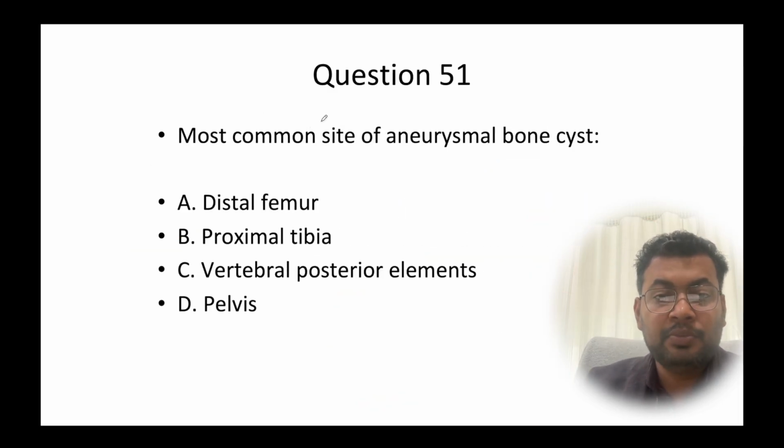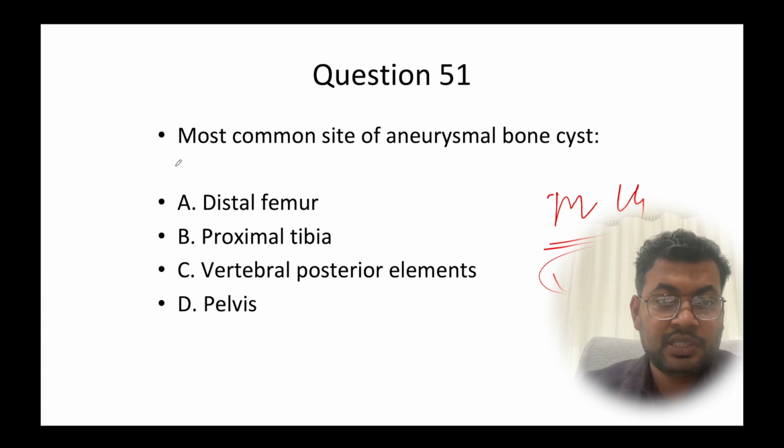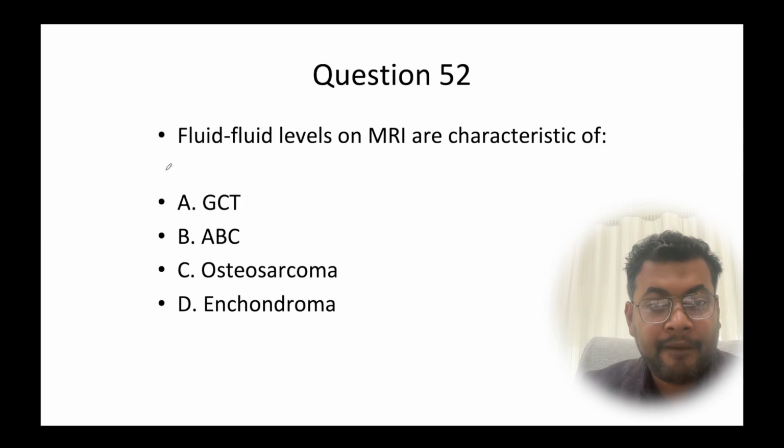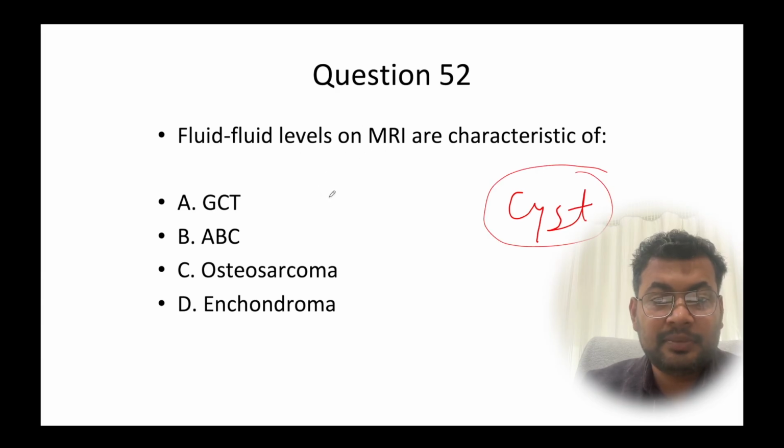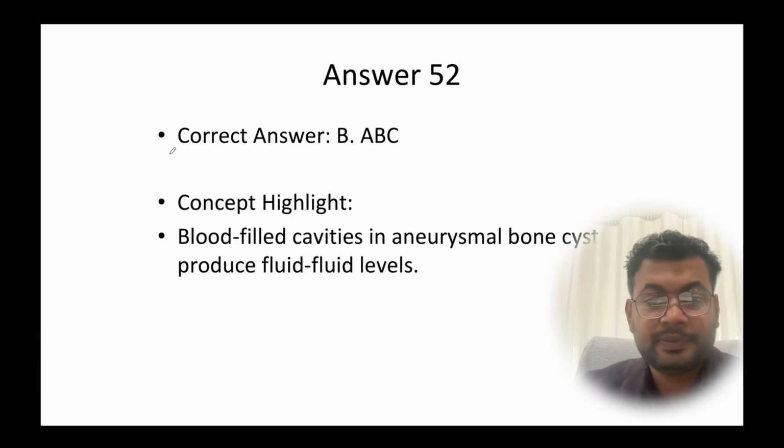Most common site of aneurysmal bone cyst: distal femur, proximal tibia, pelvis, or vertebral posterior elements. It most commonly involves the metaphyseal long bone and vertebral posterior element. So from this question, it is C, vertebral posterior element. Fluid-fluid levels on MRI are characteristic of a cyst, either ABC or SBC. From the options we have only ABC. So the answer is aneurysmal bone cyst.